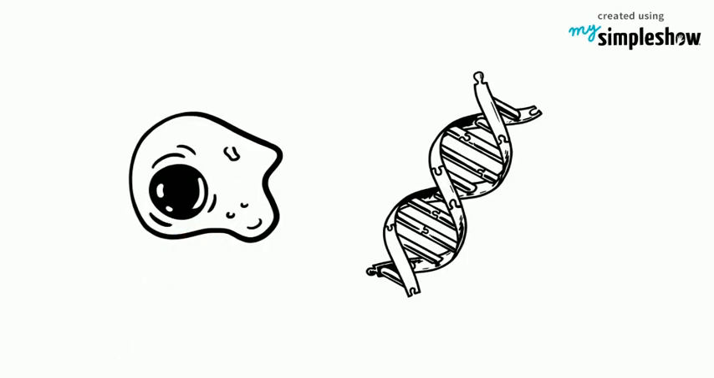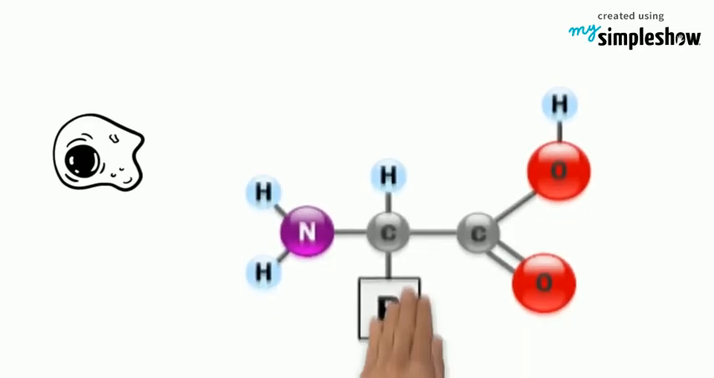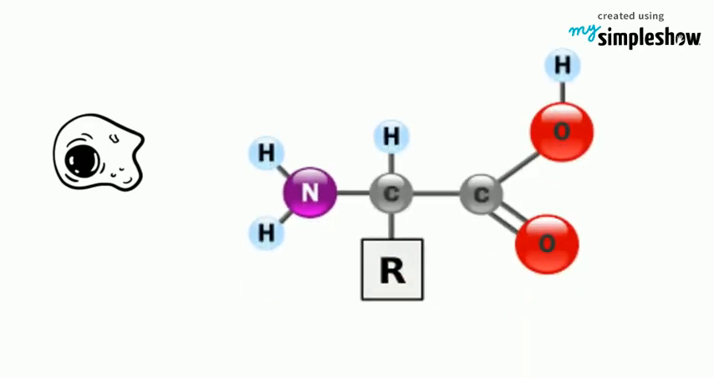Let's talk some more about the structure of proteins and nucleic acids. Proteins are made of amino acids. There are 20 amino acids. An amino acid looks like this, with the R standing for the part of the amino acid that is different from one amino acid to another.